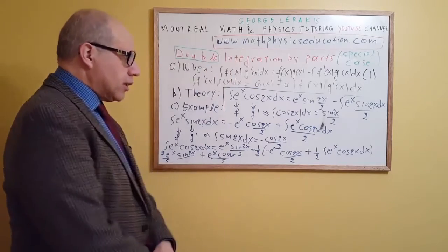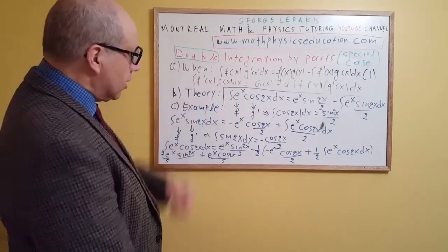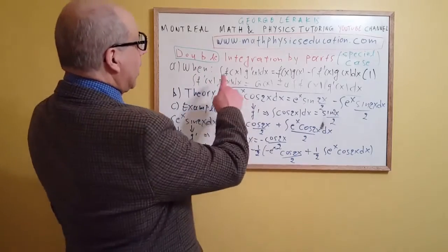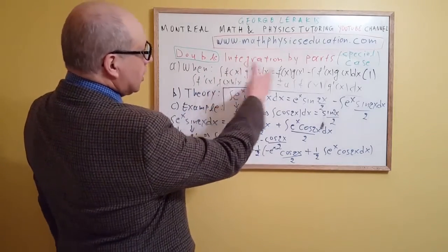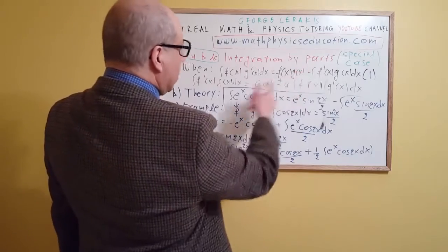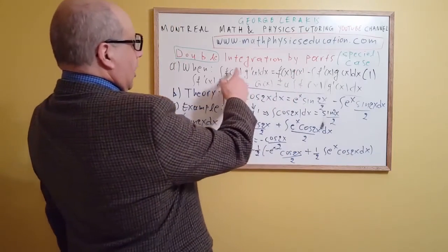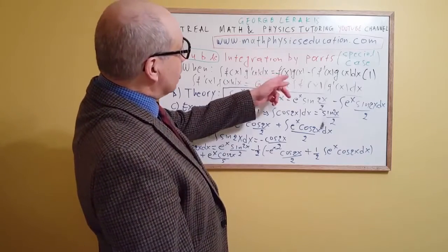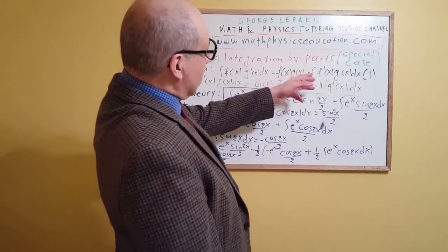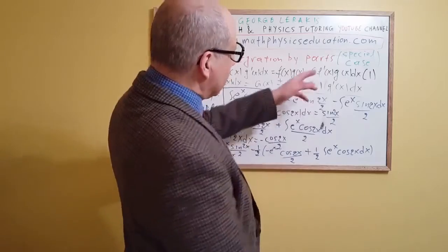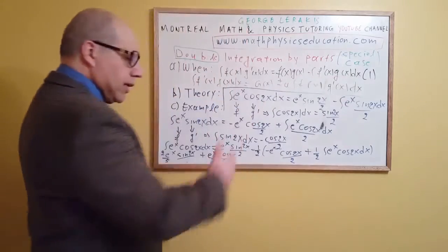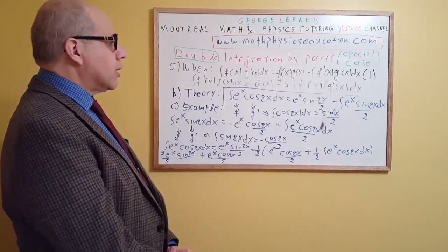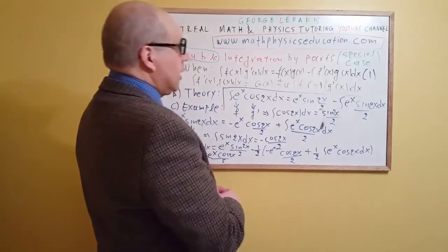You use this case here. You use this case when, of course, this is the integration by parts rule. So you have the integral of f of x g prime of x dx is equal to f of x g of x minus the integral of f prime of x g of x dx. So that's the formula for integration by parts.